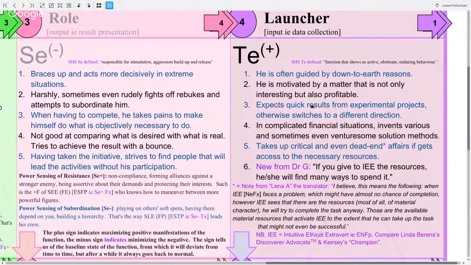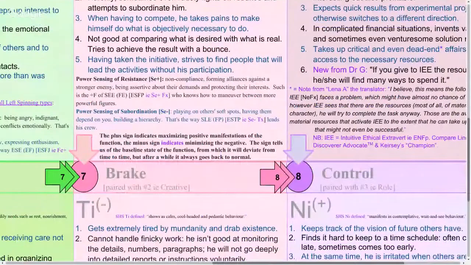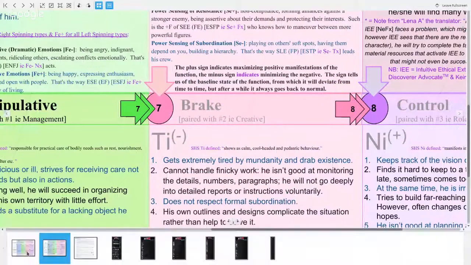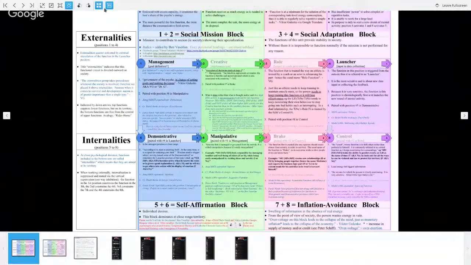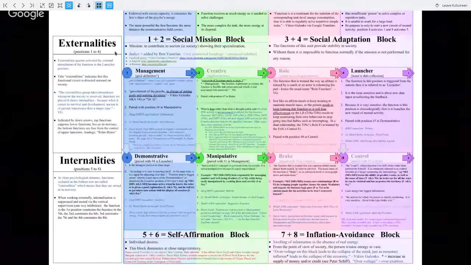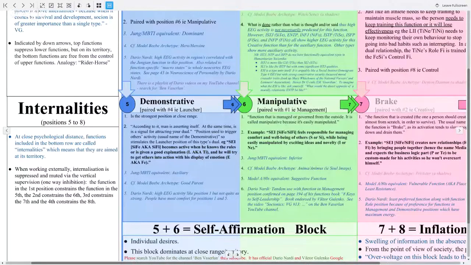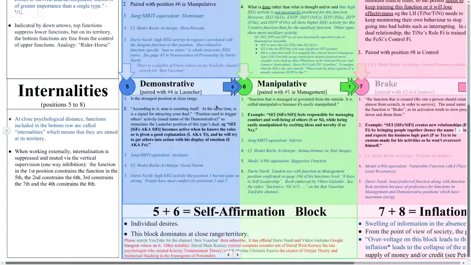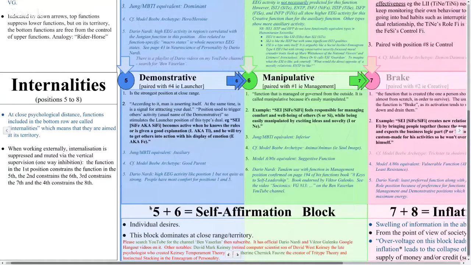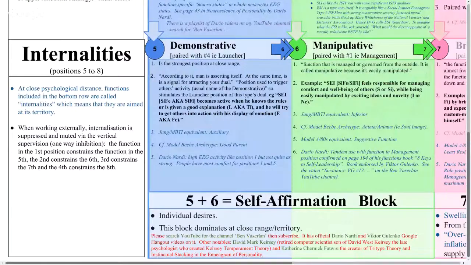Right, so we're going to go into the bottom left one, and I need to explain that in the other graphic. Depending on how long this is, I might have to rename it Coconut Shell. So, internalities. Again, here you've got maximum energy, more than is actually needed, and optimum energy. Self-affirmation block. Individual dies. This block dominates at close range territory. And you can see some promotion there. Internalities.